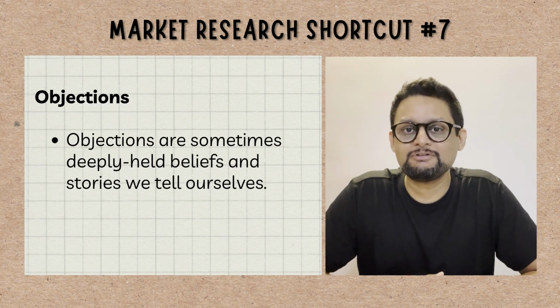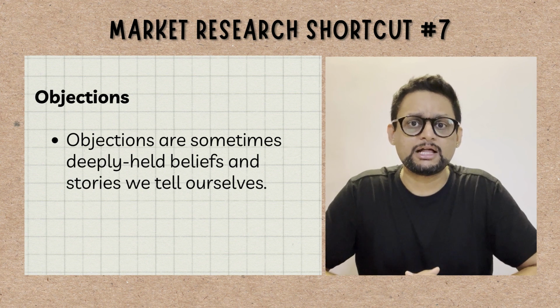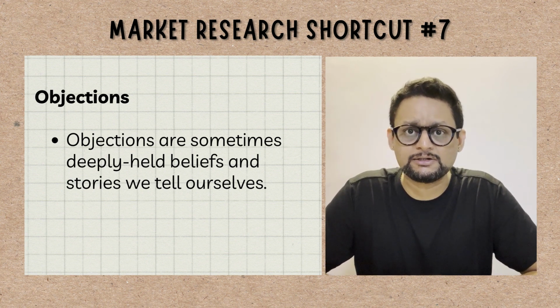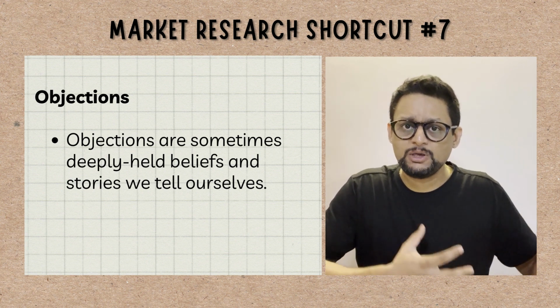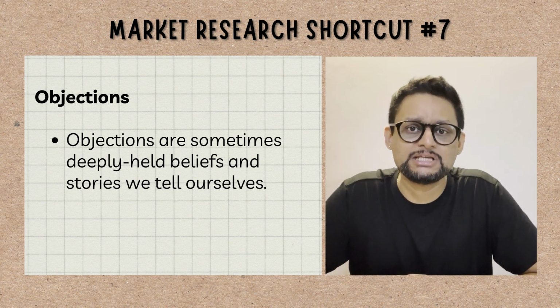Well, shortcut number 7 is objections. These are typically deeply held beliefs or stories that we've been telling ourselves, either due to experiences that we've been through or the experiences that we've seen others go through.